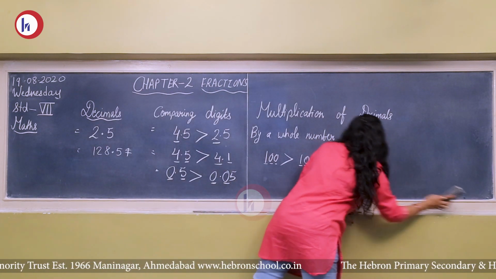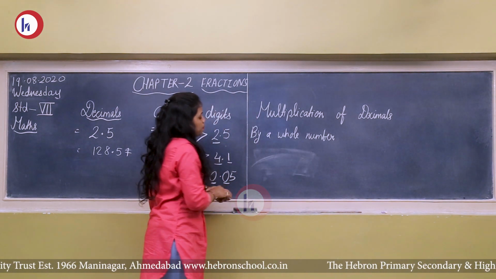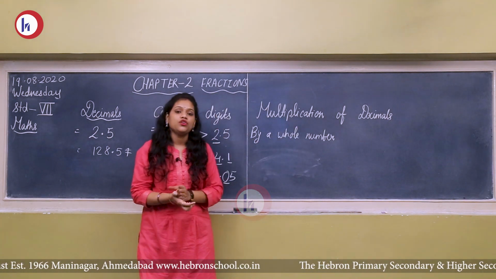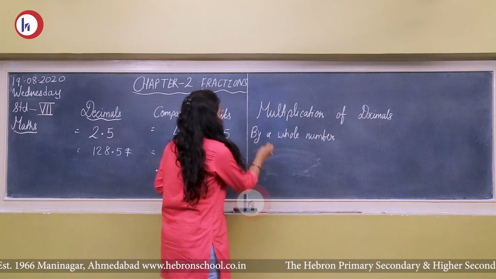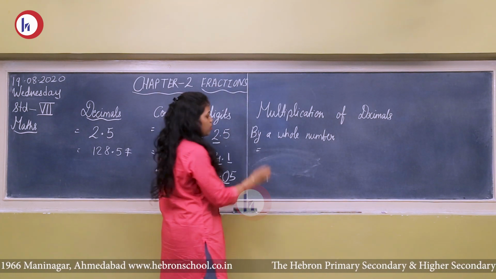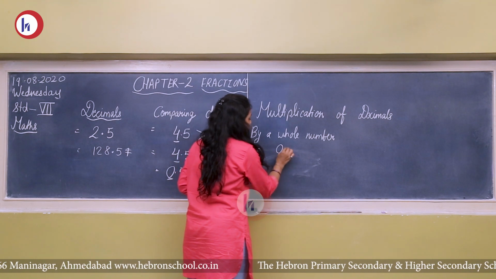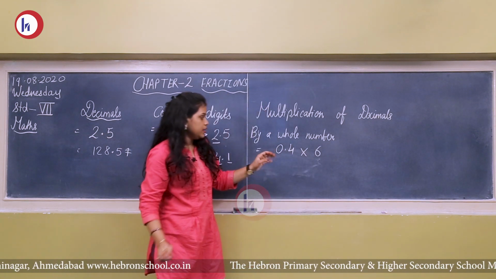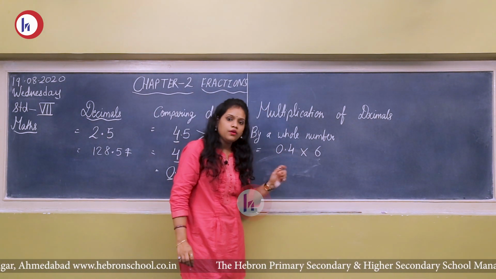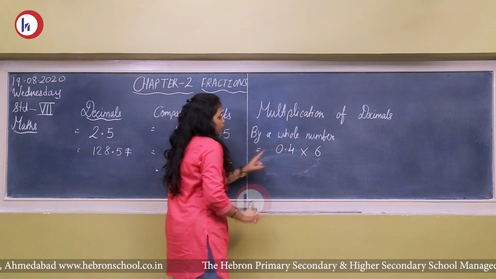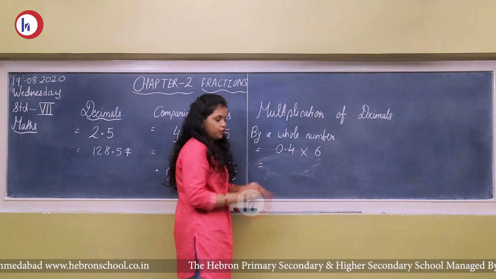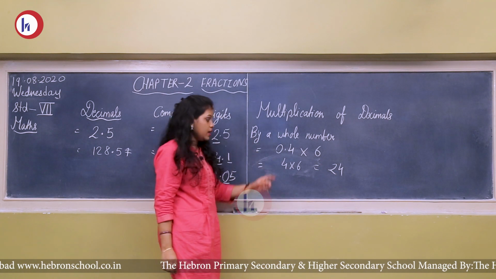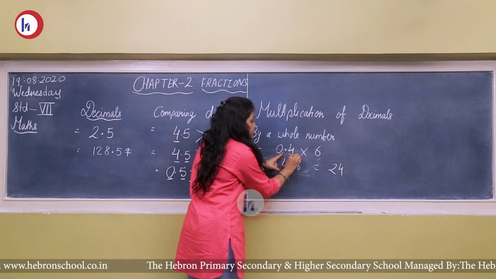Okay. Now the next part is multiplication of a decimal by a whole number. Let's see how the multiplication of decimals takes place. Suppose one is a decimal number, 0.4, and another is a whole number by which you have to multiply it: 0.4 multiplied by 6. So how are we going to do this? In 0.4, forget the decimal first. 4 into 6 is 24.